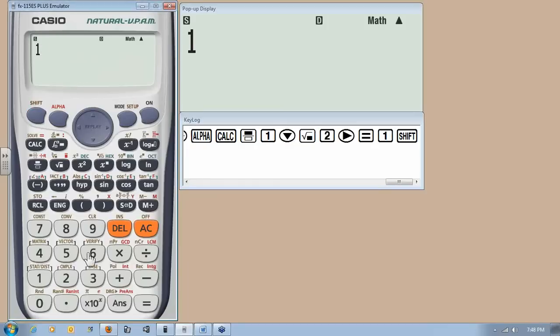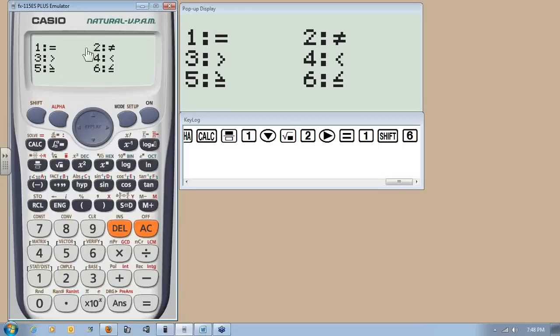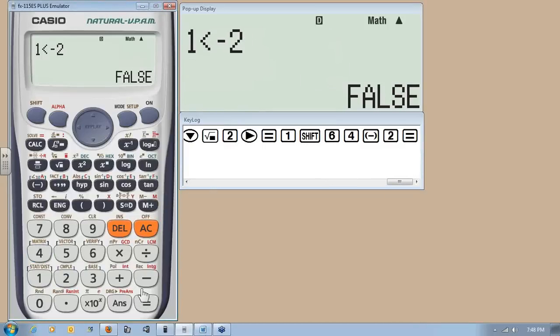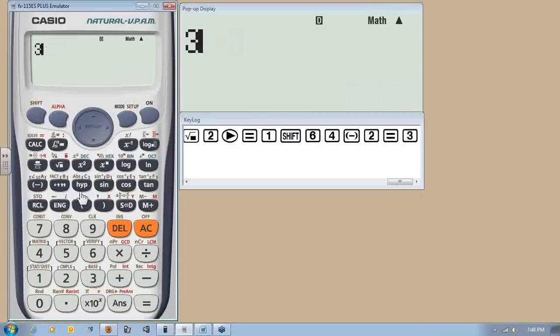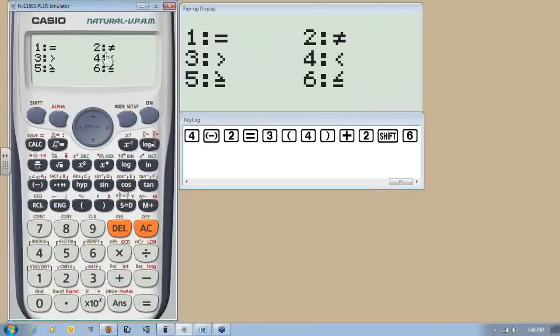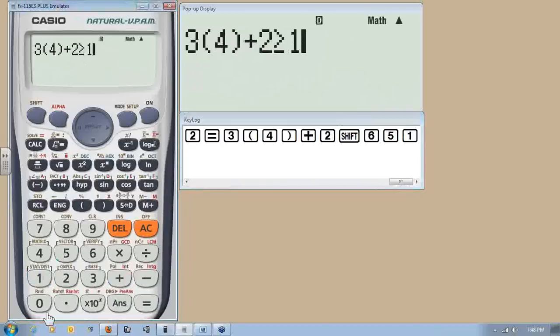So in order for me to use the verify menu, I have to be in verify. Shift 6. Here's my inequalities. I want to know, is 1 smaller than negative 2? False. You can do operations, you can do equations. Is 3 times 4 plus 2 greater than or equal to, let's go with greater than or equal to, 10.